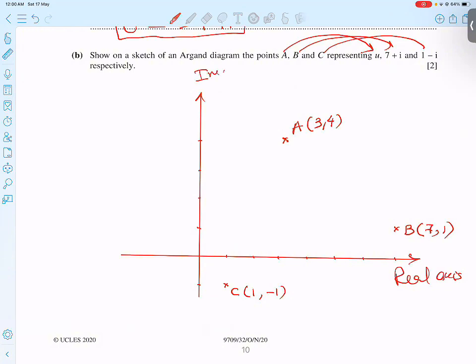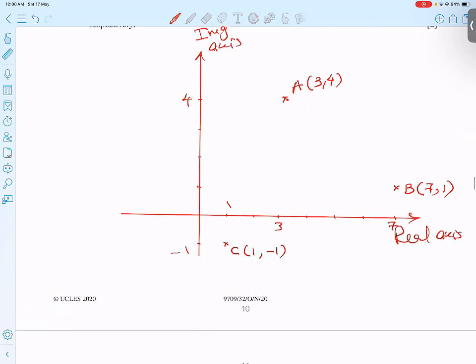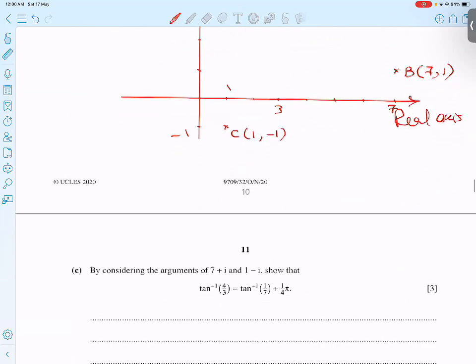Imaginary axis. I hope the point is very clear. This 7 and this 4 and this 3 and this 1, this minus 1, it's not compulsory to show, but I've shown the coordinates, that's enough. And what is said further, by considering the argument.